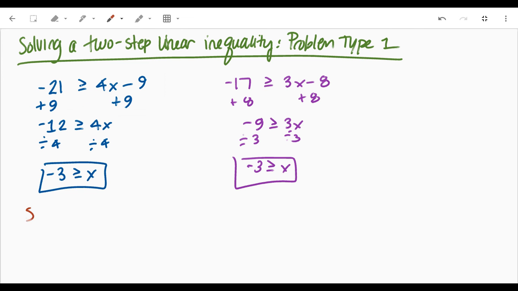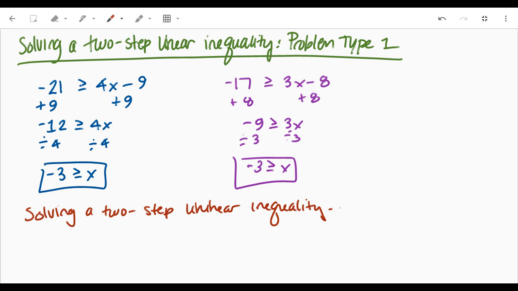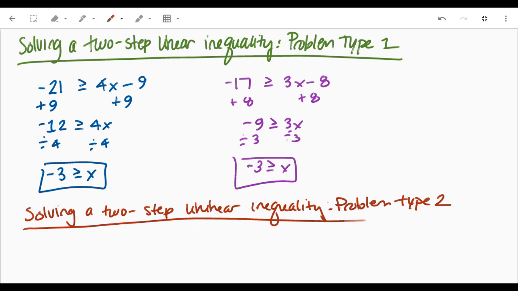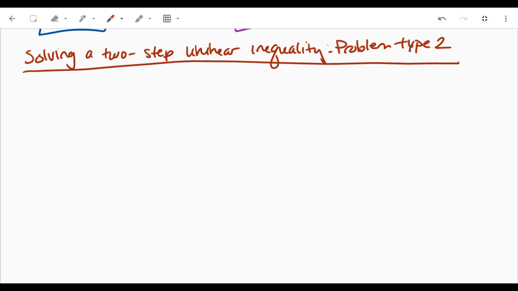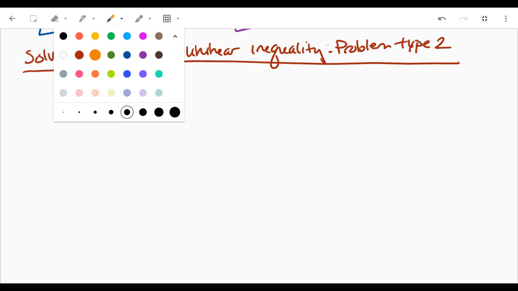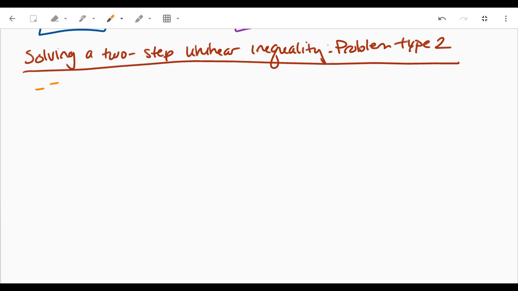Same thing, it's going to be solving a two-step linear inequality, problem type 2. The only difference here is that you're going to have some negatives that you work with. An example on this one: negative 5w plus 1, less than or equal to negative 19.